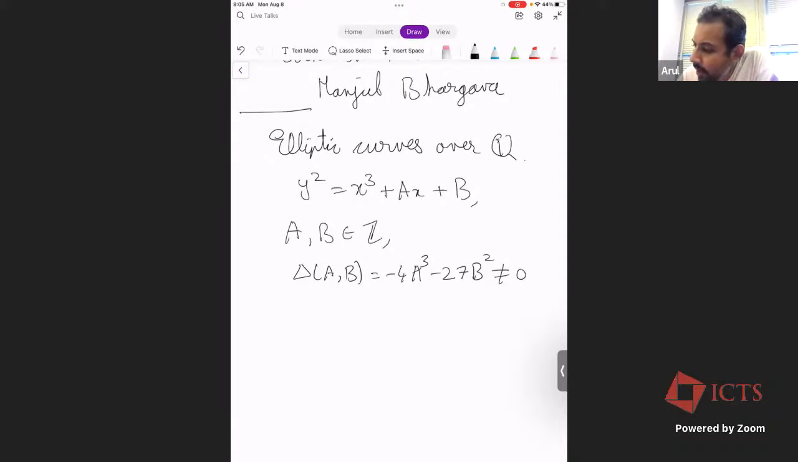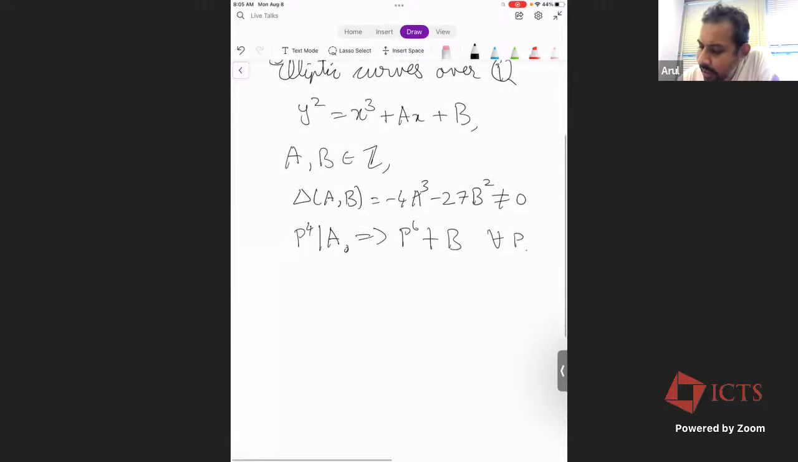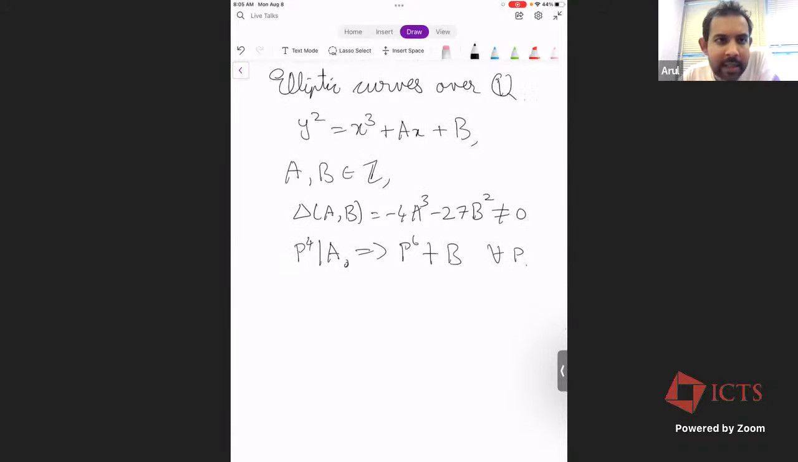And we will also require the following condition in order to make sure that this is actually a unique representation and that every elliptic curve only shows up once when I write it in the form y squared equals x cubed plus ax plus b. And that condition is that if p to the 4 divides a for any prime p, then that should imply that p to the 6 does not divide b. This should hold for all primes p. And if this is true, then every elliptic curve can be written uniquely in this form. And we will write E to be the set of all elliptic curves.